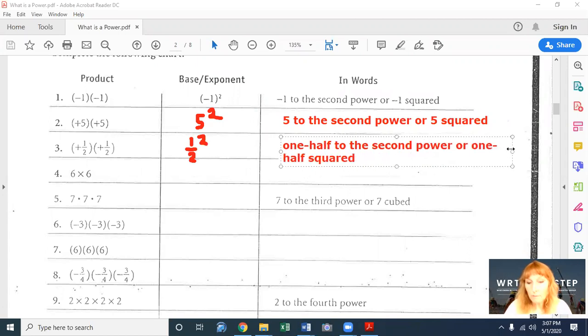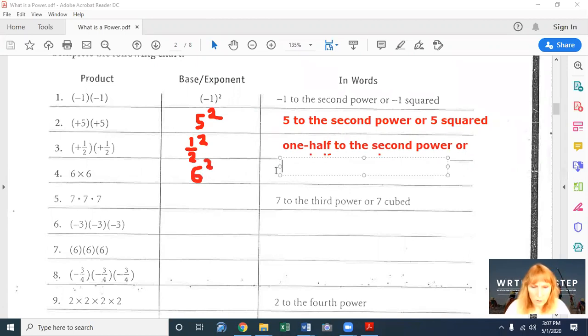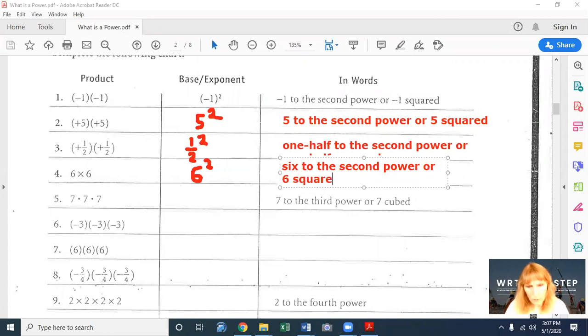Okay, so far so good. Next one, 6 times 6. You want to pause the video and do it ahead of me? Go ahead and then see if we got it right. It would be 6 to the second power. And in terms of words, it would be 6 to the second power, or 6 squared.